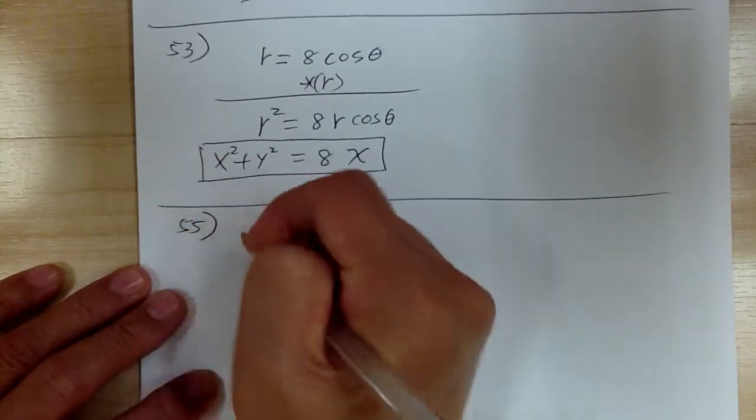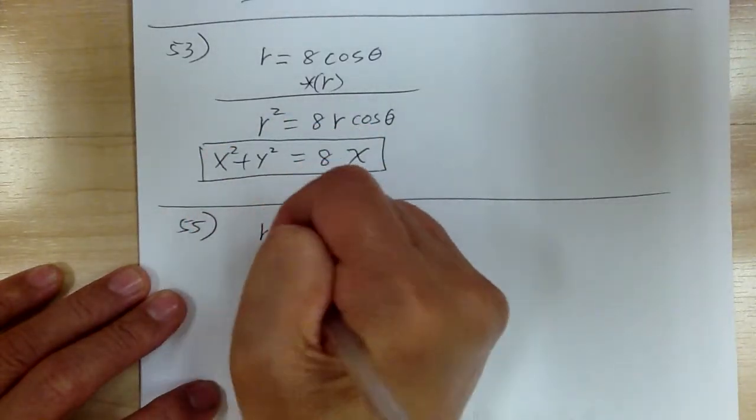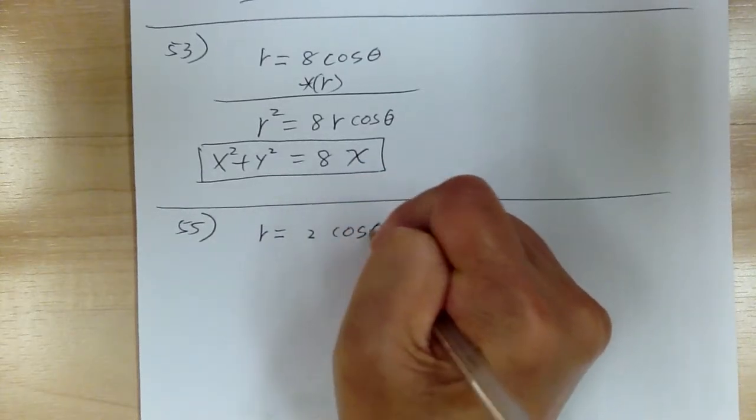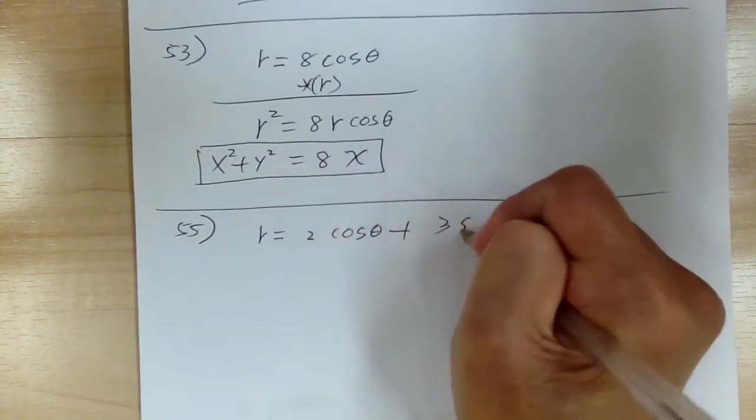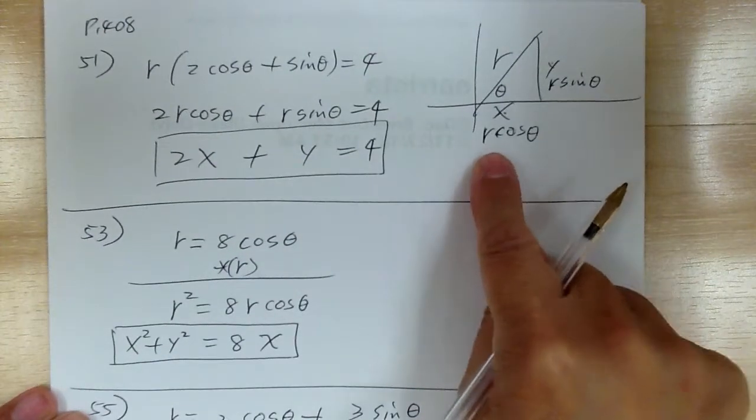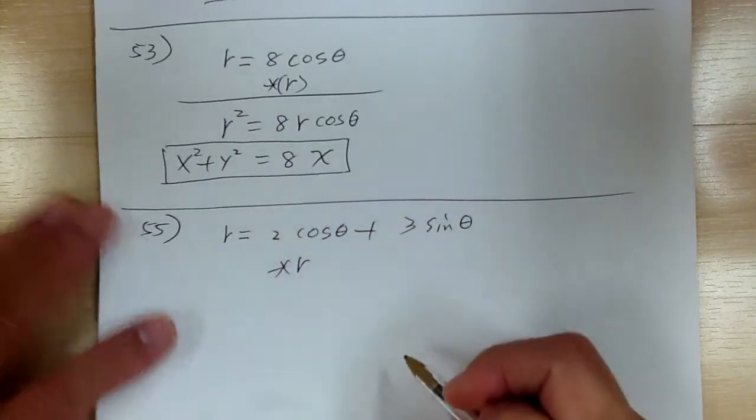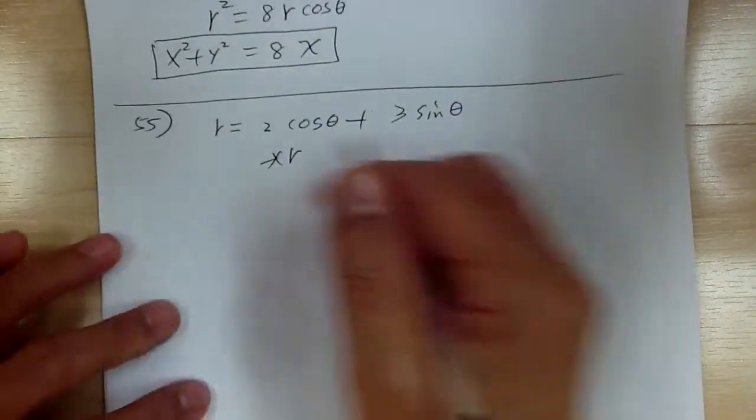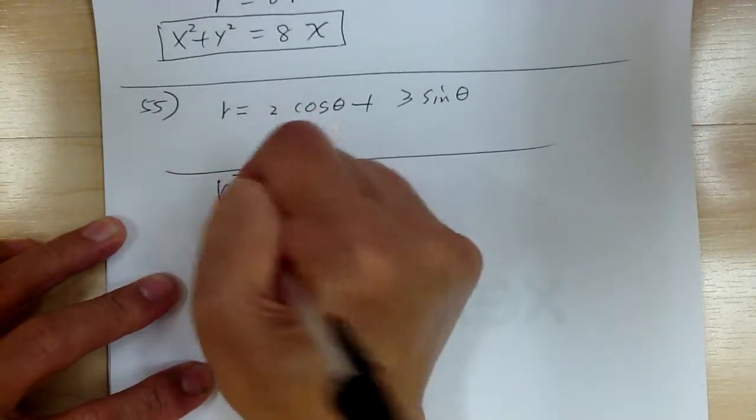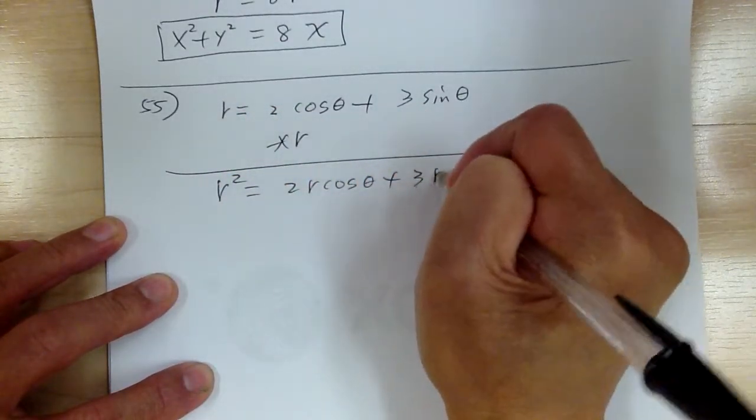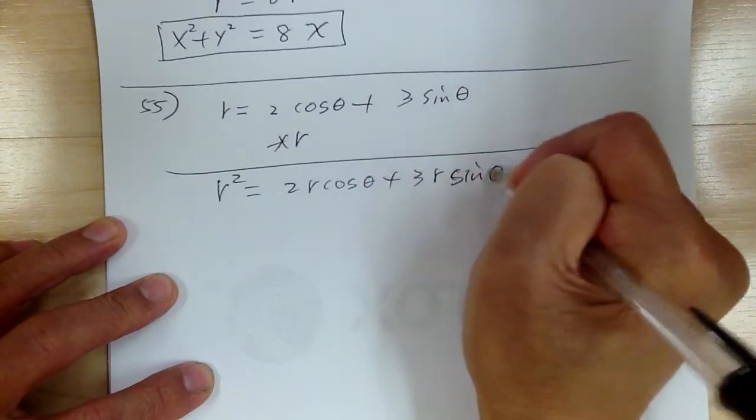Okay, let's go to 55. You have r equal to 2 cosine theta plus 3 sine theta. So you can look at this picture. In order to convert, you need to have an r. This one does not have an r, so you need to multiply everything by r. So you're going to get r squared equal to 2r cosine theta plus 3r sine theta.